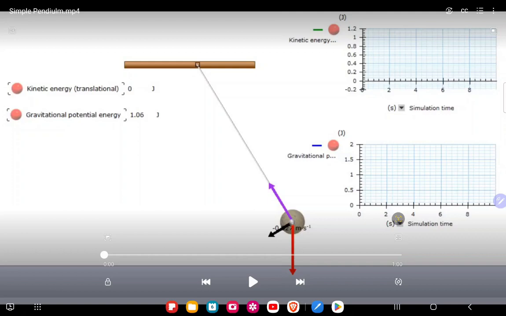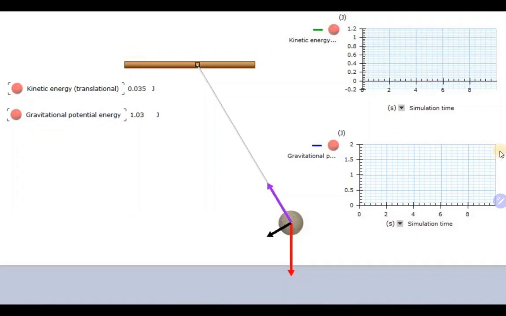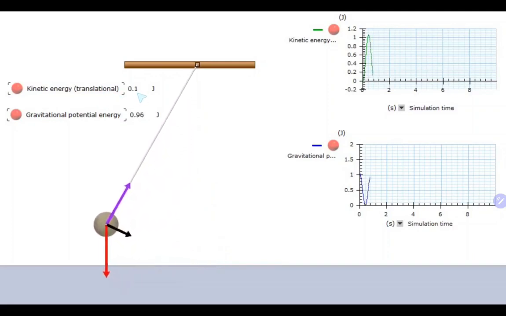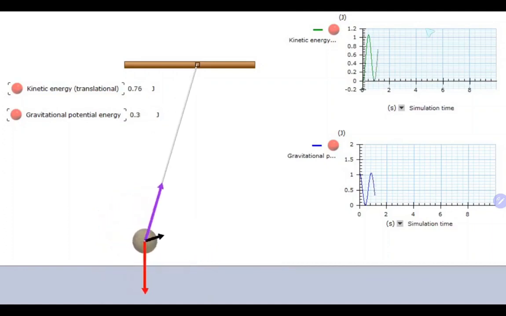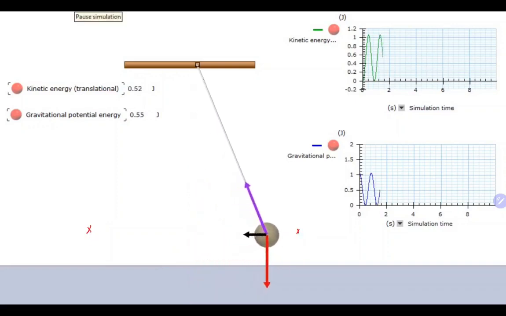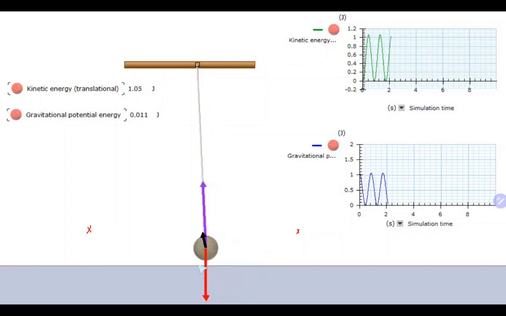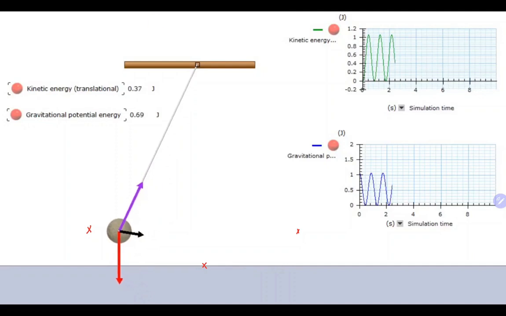Now look at this model. In this model, the only force we have is gravitational force. Starting from this position, let's see what's going to happen. The kinetic energy is equal to 0, and the potential energy is equal to 1 joule. Now let's start this. Since gravitational force is conservative, the kinetic energy starts increasing, reaching its maximum at the bottom, and then decreasing. The gravitational potential energy will be maximum at this position and at this position as well. The maximum kinetic energy will be right at the bottom.